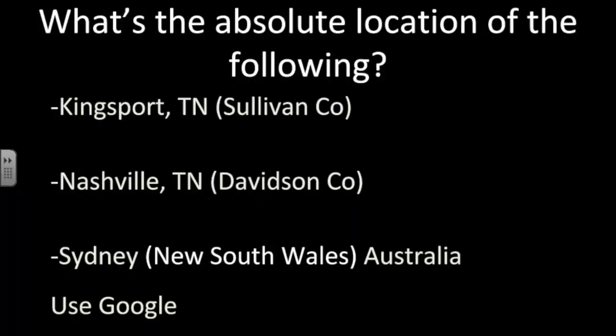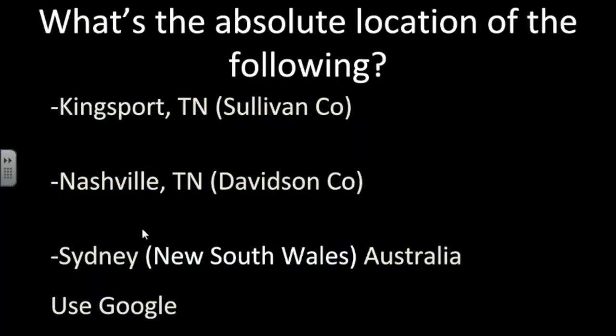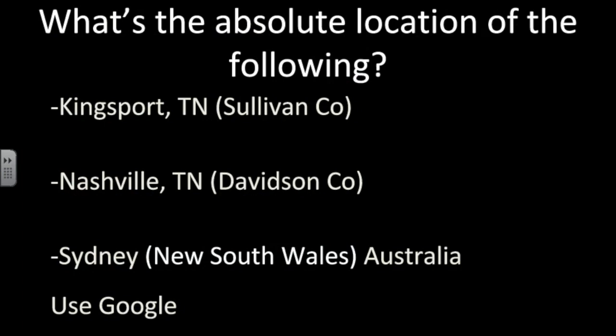So your assignment right now, I want you to take a few minutes. We want you to look up the absolute location of Kingsport, Tennessee. If you go back to the map earlier, it's located in Sullivan County, Tennessee. So Kingsport has to be located in the county of Sullivan. Then we're going to ask you to find the absolute location of Nashville, Tennessee, which is located in Davidson County. Nashville is located right here. You're going to find the exact absolute location for Nashville. And just to give you some comparison, we want you to look up Sydney, New South Wales, Australia.